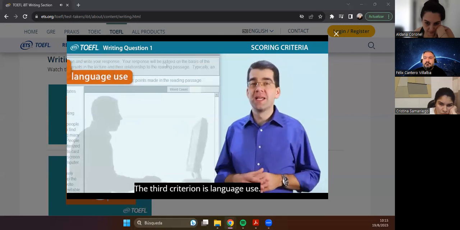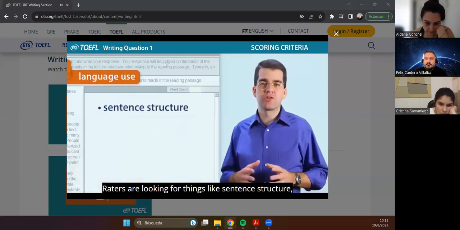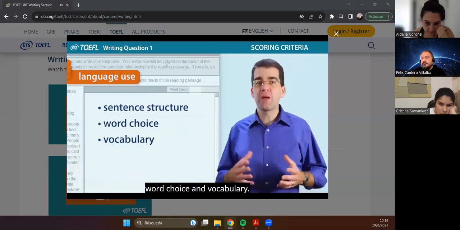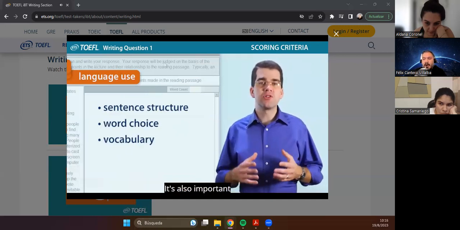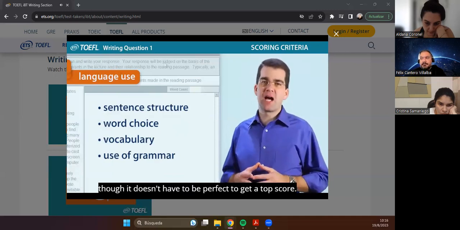The third criterion is language use. Raters are looking for things like sentence structure, word choice, and vocabulary. It's also important that your use of grammar is strong and consistent, though it doesn't have to be perfect to get a top score.